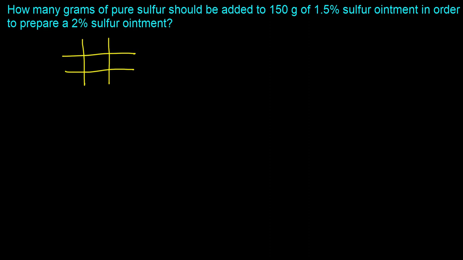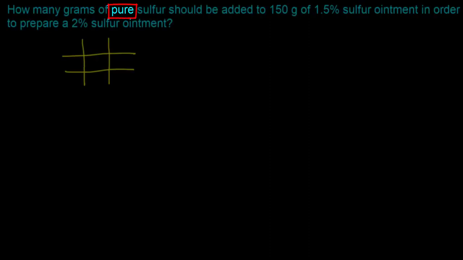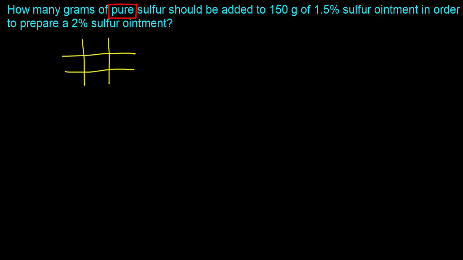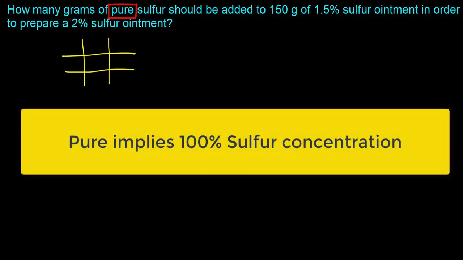So we have a 1.5% sulfur ointment, and we want to increase the concentration to 2%. What that implies is we need to add a third component, and that component is what you're going to mix with the 1.5% sulfur ointment to get the 2%. The concentration of that ointment should be greater than the 2% ointment. Now, the key word in this question that points you to the concentration of that component is the word pure. So wherever we see pure, it implies you have 100%. So here we have 100% sulfur.